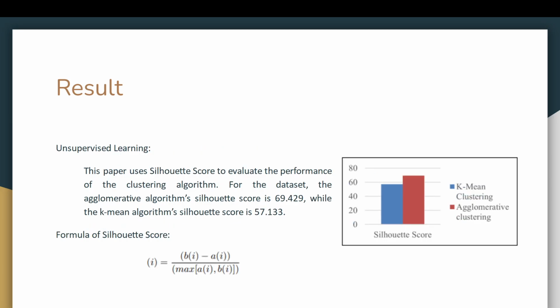This paper used the silhouette score to evaluate the performance of the clustering algorithms. For the dataset, the agglomerative algorithm's silhouette score is about 69, while the k-means algorithm's silhouette score is about 57. The agglomerative clustering has performed well in this dataset and has achieved higher accuracy than the k-means clustering.